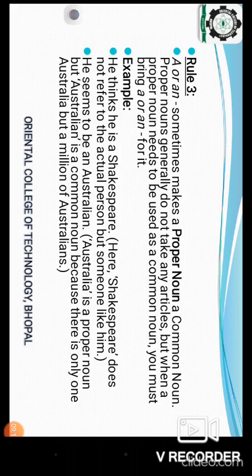Rule number 3. A or an sometimes makes a proper noun a common noun. Proper nouns generally do not take any articles, but when a proper noun needs to be used as a common noun, you must bring a or an for it. Example: he thinks he is a Shakespeare. Here, Shakespeare does not refer to the actual person, but someone like him. He seems to be an Australian. Australia is a proper noun, but Australian is a common noun because there is only one Australia but a million Australians.